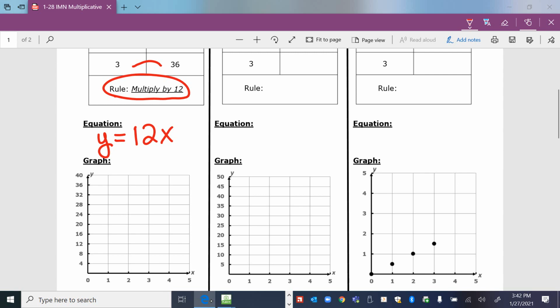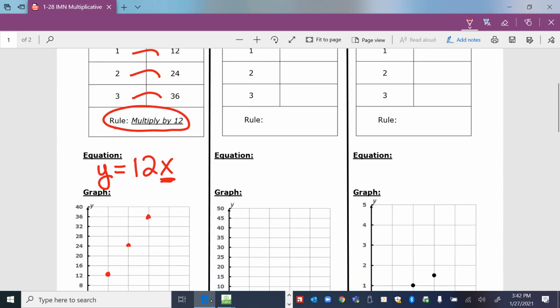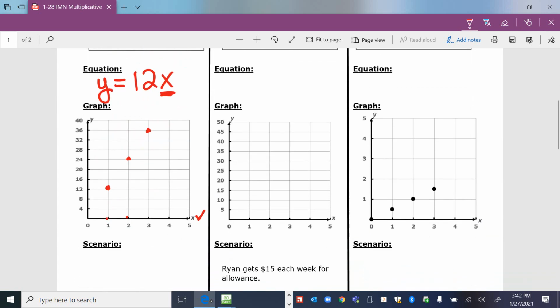Now I'm going to transfer that information onto the graph. So here's my x down here. If my x is 1, what is 1 for the x times 12? 12. And my coordinates would be 1 and 12. And then I put a 2 in place of the x. What is 2 times 12? 24. You put a dot there. And then 3 times 12 is 36. So that's a graph representation. So we have a table representation, we have an equation representation, and a graph representation.